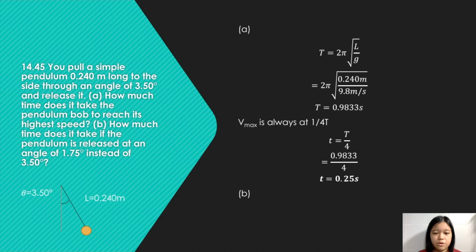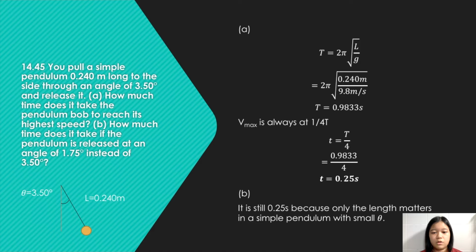To answer letter B, how much time does it take if it's released at a smaller angle? The answer is simply the same, 0.25 seconds. Because it's a simple pendulum, only the length of the pendulum matters with a small theta.